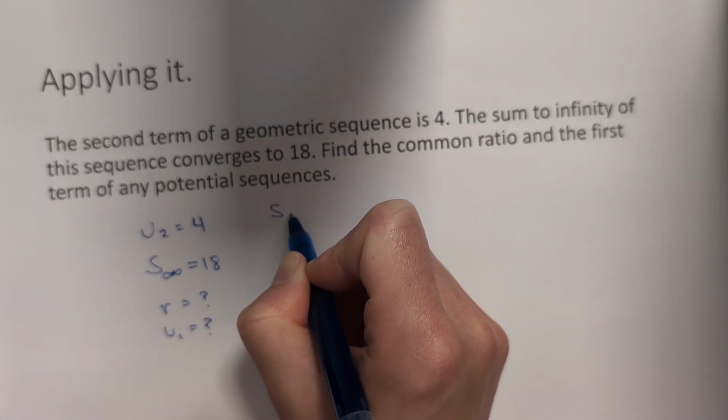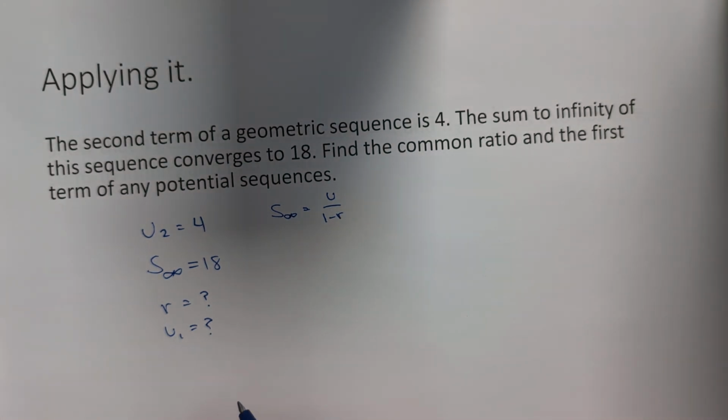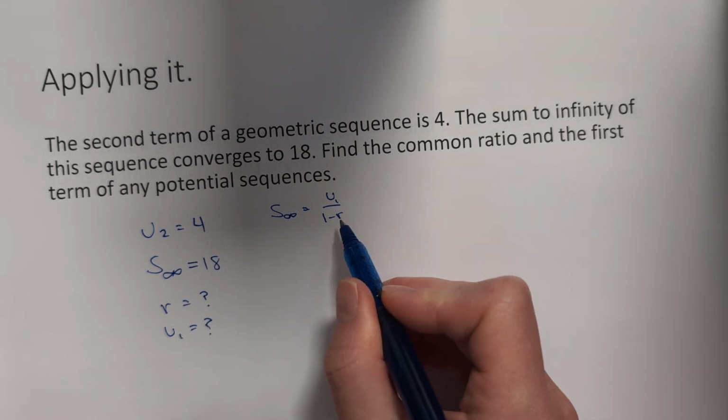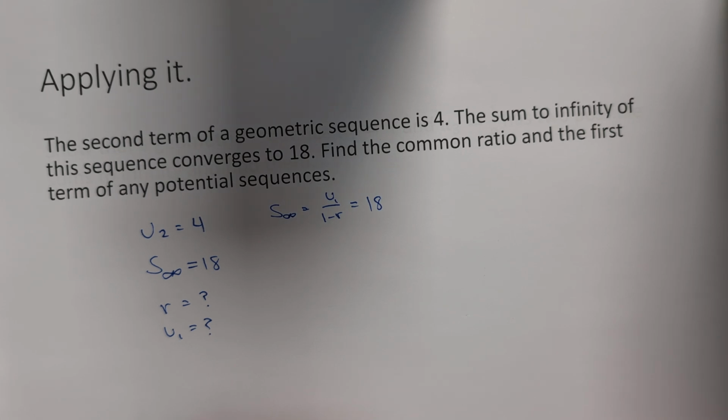The sum to infinity is equal to u sub 1 over 1 minus r, where the absolute value of r is less than 1. But I have neither of those, so I'm kind of stuck. I can use this other information, though, to help me set up a system of equations to find those two variables.